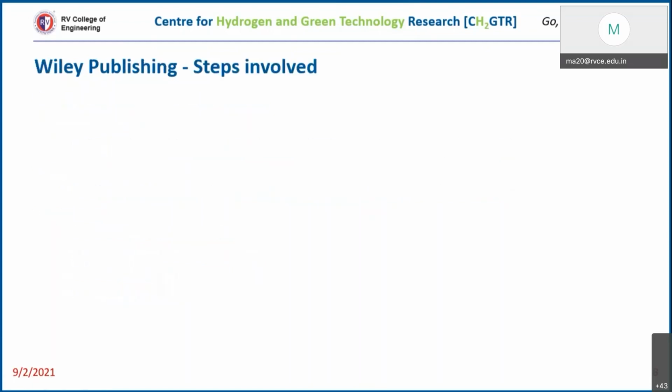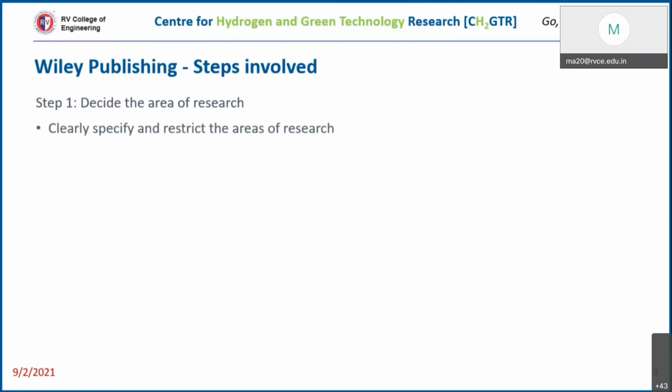Okay. So now let's look at the method that is described by Wiley Publications. So here this consists of 6 steps. So first step is to decide the area of research. So here you have to clearly specify your topic of research and restrict that area of research. As I told, if it is very narrow, you might find very little information. If it is very broad, there is no end to the information that is available. So more or less the step 1 here and there are the same.